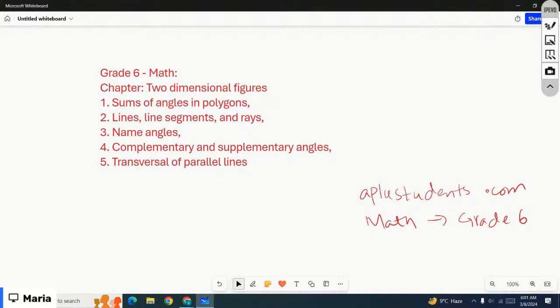The lessons we're going to cover today are sums of angles in polygons, line segments and rays, name angles, complementary and supplementary angles, and transversals of parallel lines. So please make sure you have your notebook and pencil so that you can note down the important examples and definitions as well.